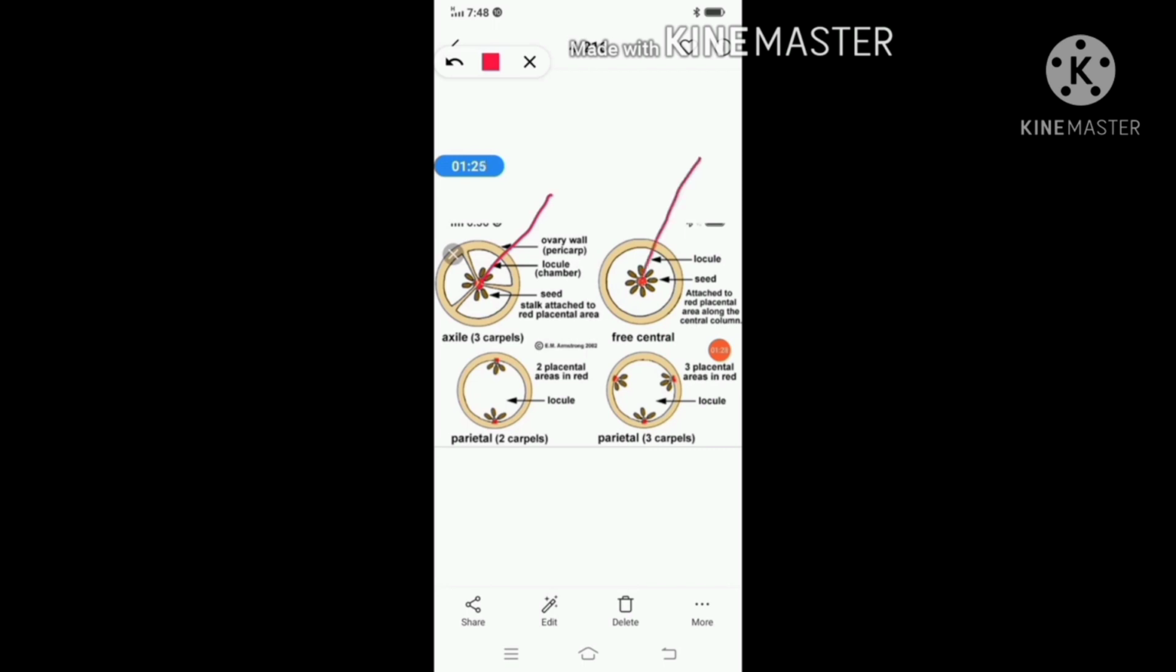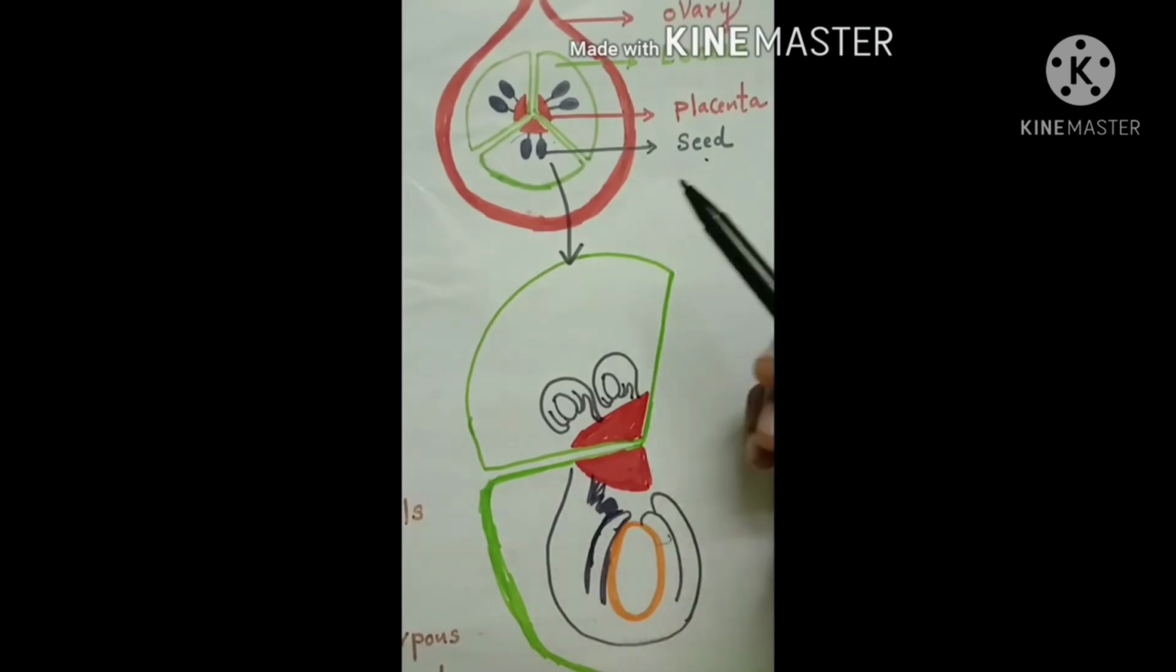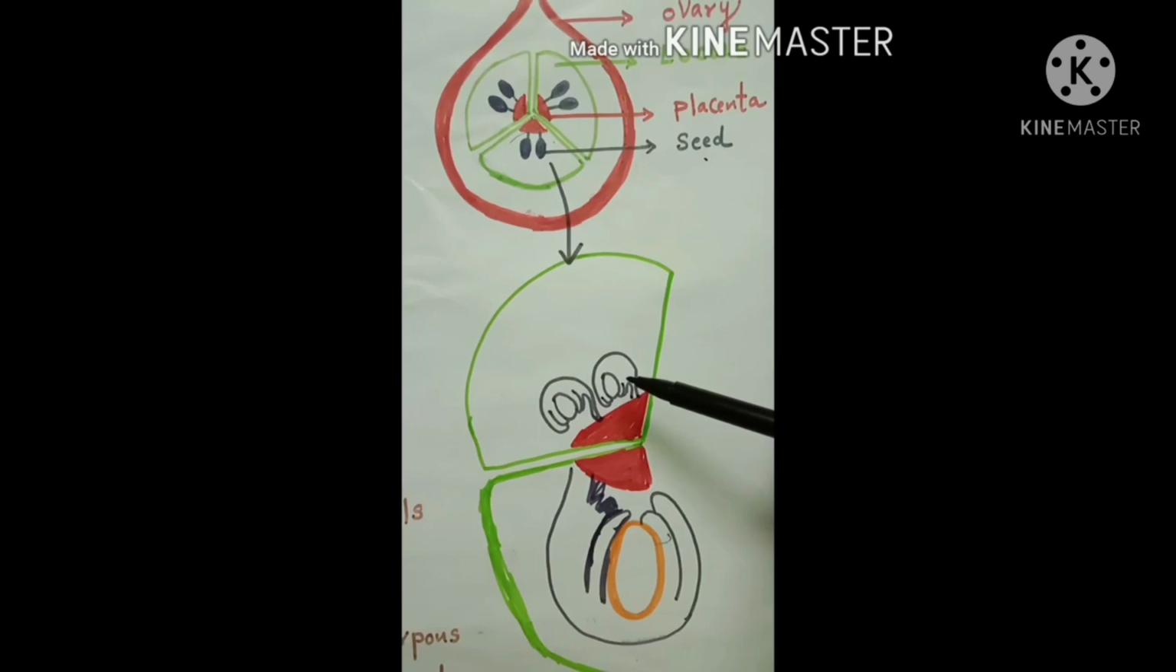Here also we can see red color structure, and these are representing what? Placenta. So what do you mean by placenta? Placenta is a mass of cells or cellular cushion of cells where the ovules are attached. Next we have to study the structure of ovules, or otherwise called megasporangium.